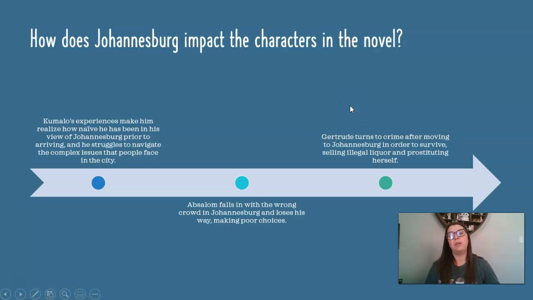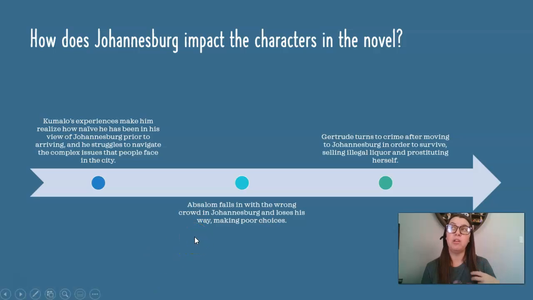So how does Johannesburg, the city, impact the characters in the novel? We have to think about the things that these characters experience in this city and what kind of impact it has on them. For example, Khumalo's experience of being robbed makes him realize just how naive he's been in his view of Johannesburg prior to arriving, before he got there. And then he struggles to navigate the complex issues that people face in the city.